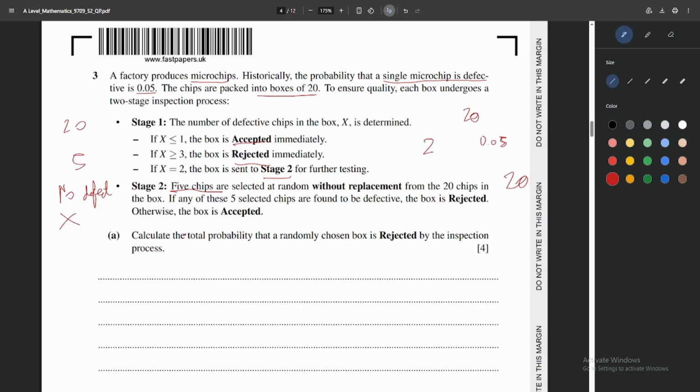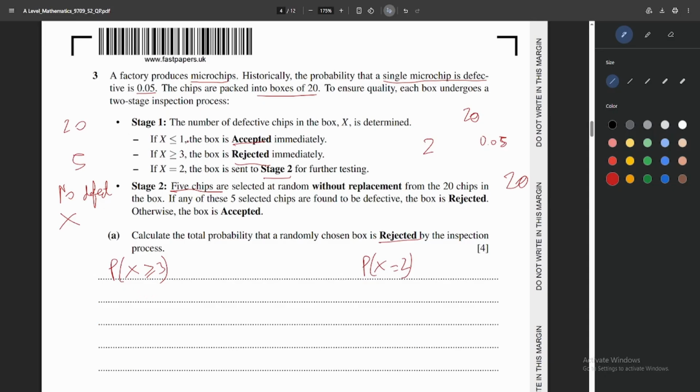All right, so let's do the first question. Calculate the probability the randomly chosen box is rejected. So how can a box be rejected? We have two cases. The first one is x is greater than or equal to 3, and the other one is x is equal to 2, and then again in stage 2 it fails. The first case is a bit easier, so let's start with that.